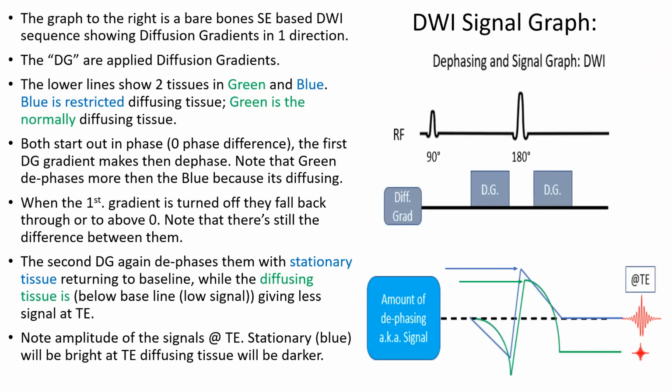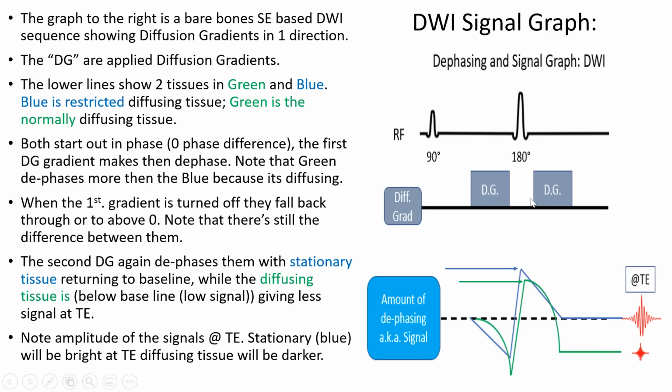Now, what do I mean by phase? So here's a real quick down and dirty DWI graph, okay? The DG are diffusion weighted gradients on either side of the 180. And there's usually 3 directions. So we are going to DWI it in the slice direction. We're going to DWI it in the phase. We're going to DWI in the frequency direction too. You always do 3 directions. Just so you know, there's 3 pairs of DW gradients. But let's just keep it simple with 1.